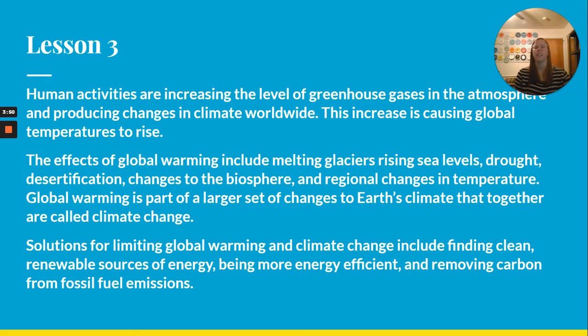Human activities are increasing the level of greenhouse gases in the atmosphere and producing changes in climate worldwide. This increase is causing global temperatures to rise. The effects of global warming include melting glaciers, rising sea levels, drought, desertification, changes to the biosphere, and regional changes in temperature. Global warming is part of a larger set of changes to Earth's climate that together are called climate change. Solutions for limiting global warming and climate change include finding clean, renewable sources of energy, being more energy efficient, and removing carbon from fossil fuel emissions.